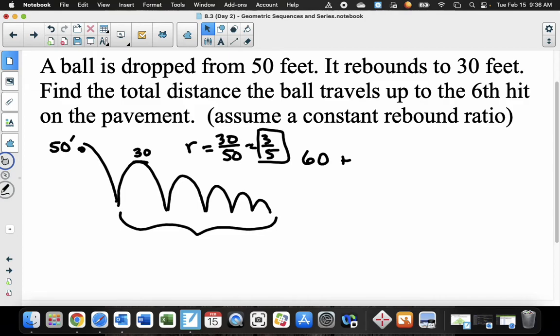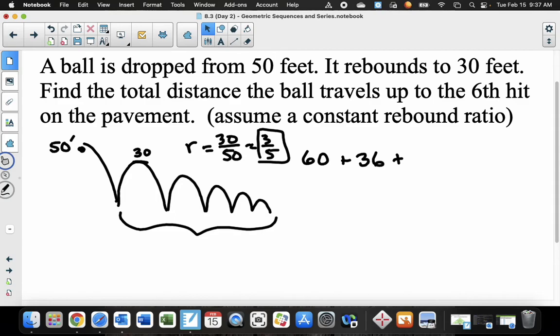It's going to always come back up 3/5 of the way. And then bounce 3/5 of the way, 3/5 of the way. So what would the next amount be that I would add? 36. Why 36 and not 18? Because it's got to go up to a height of 18 and then back down as well to get the total. So we would add 36 to the next one. How would I find the next term? What would I do? Multiply by 3/5. Yep.